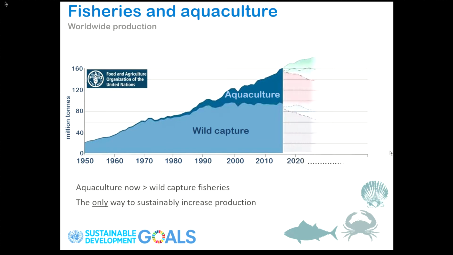More importantly, with wild capture fisheries flatlining as I projected, and it's projected they will continue to do so, aquaculture offers the only viable way to sustainably increase production to meet the growing demand for seafood globally. So it's a really important sector with which to increase aquatic food production. But the capacity of this sector to meet the challenge remains really uncertain.